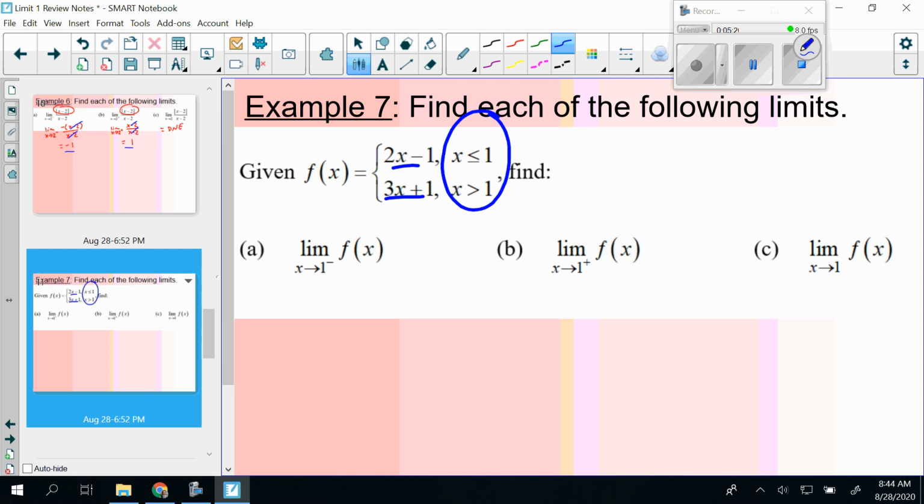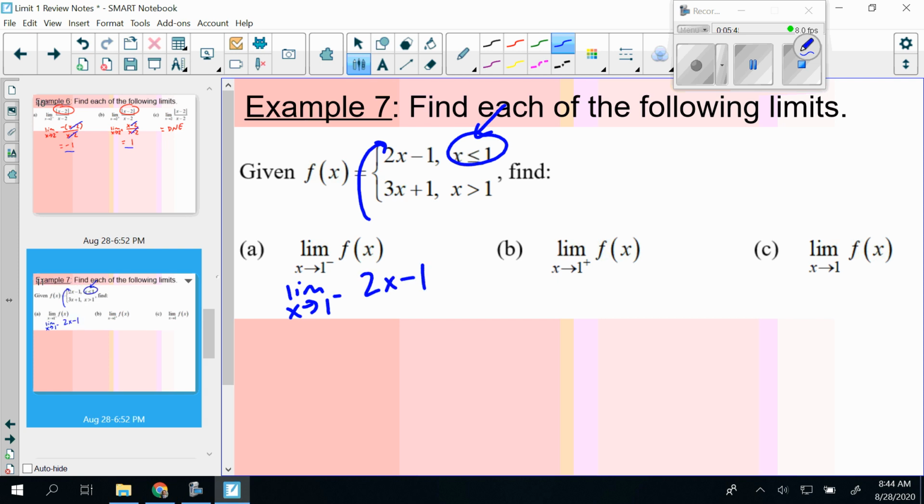As we approach from the left, which one of these two functions would we be using? Well, from the left, that would be when this function's less than 1. Here's our qualifier up here that says less than 1. And so if we're going to figure out what the value is at 1 here, we would want to use this function right here. And so this would be the same as the limit approaching 1 from the left of 2x minus 1, which we can substitute that 1 in there to figure this out. And this is going to equal 1.